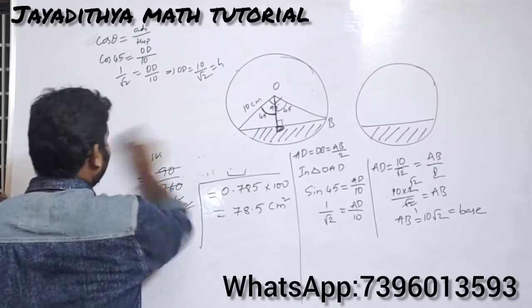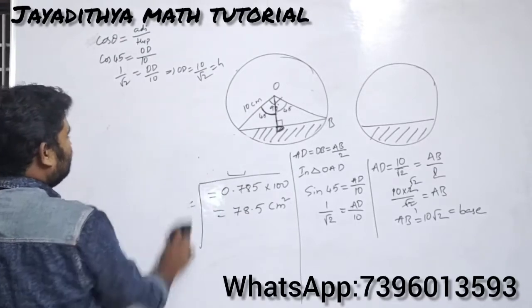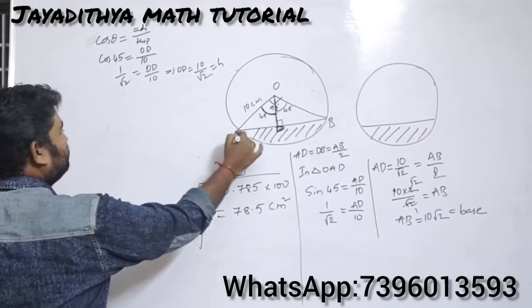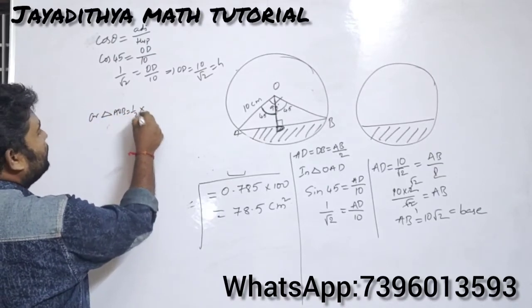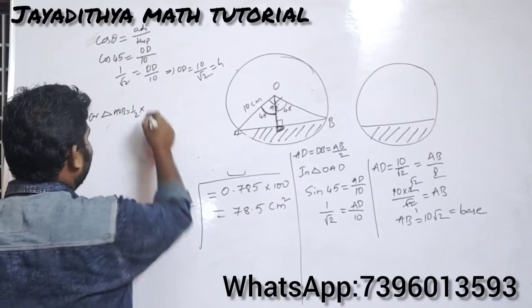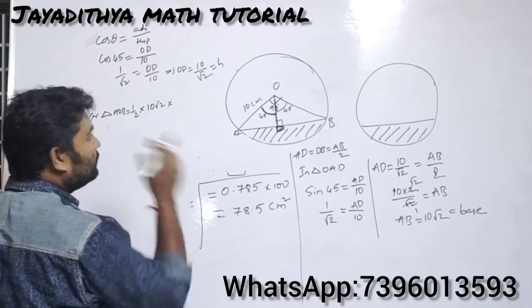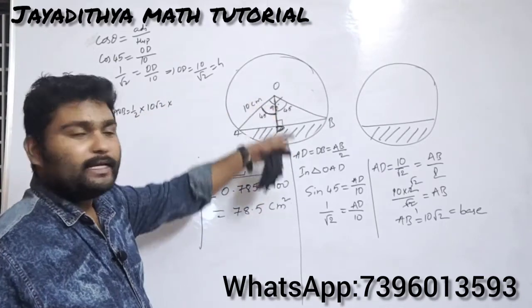Let me rub this one. Now what is the area of the triangle? The area of triangle AOB is equal to half into base. Base is nothing but AB, that is 10 root 2, into height. Height is OD here.